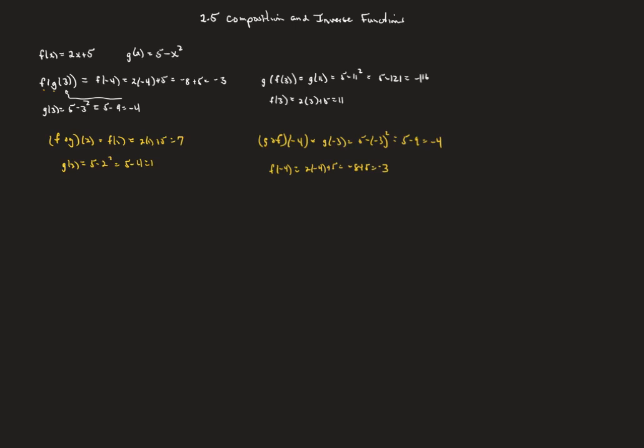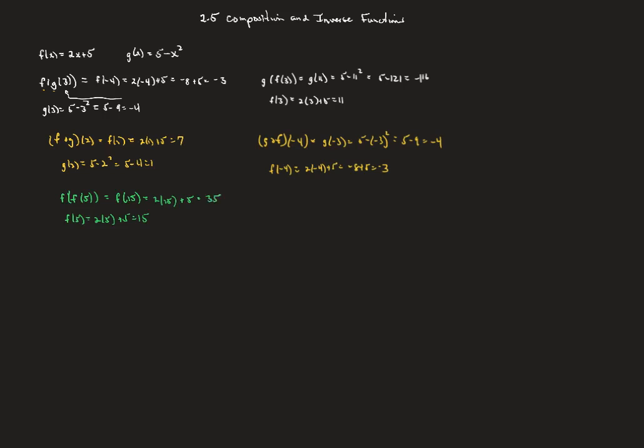We can even do crazy things like f of f of, say, 5. So we can first plug 5 into f. So that would become 2 times 5 plus 5, which would be 15. And then we turn right back around and plug that into f again. This time we'll get 2 times 15 plus the 5. And so we'll get 35.